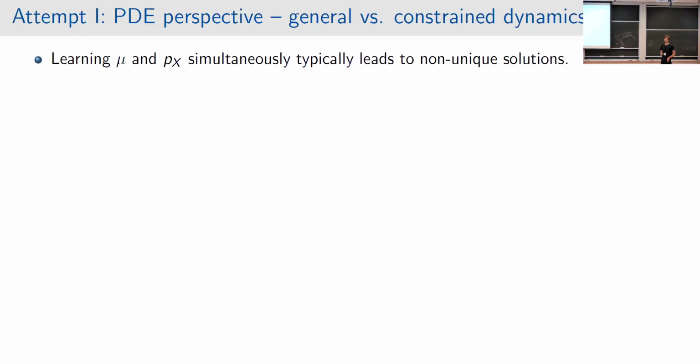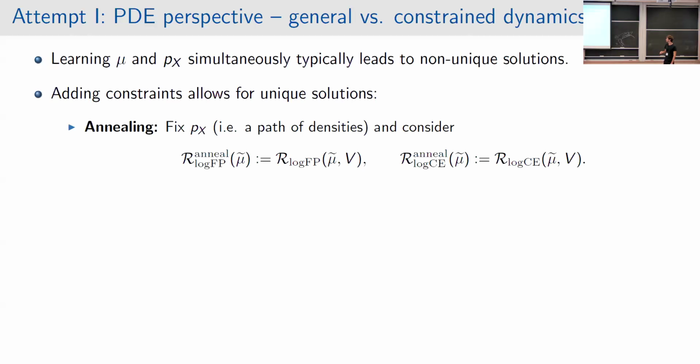Which is kind of intuitively clear because if I want to transport the prior to the target, I can have infinitely many dynamical systems that can do that, or like infinitely many bridges if you want. However, there are a couple of ways to make this unique, and I will mention 3 of them. One is typically called annealing.